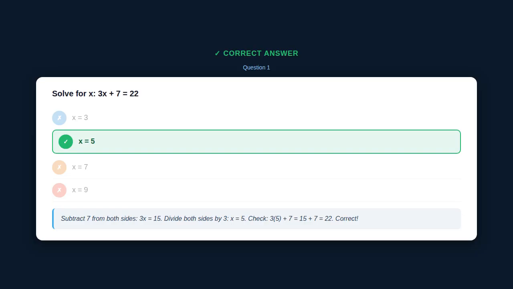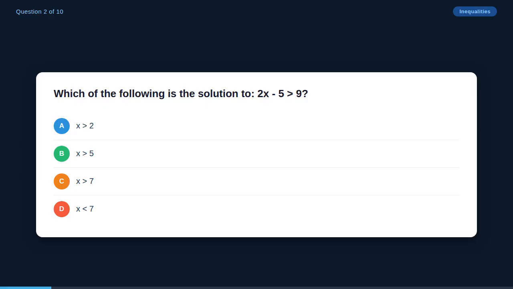Which of the following is the solution to 2x - 5 > 9? Option A, x > 2. Option B, x > 5. Option C, x > 7. Option D, x < 7. Take a moment. The correct answer is C, x > 7.